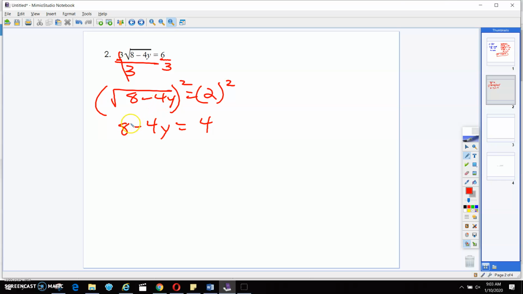Do not change the signs. You write it exactly. Make sure that you just copy it straight down. Now, we're still trying to solve for y. So we're on step 3, so we're going to get y by itself by subtracting 8 from both sides. And that's going to give me negative 4y equals negative 4.